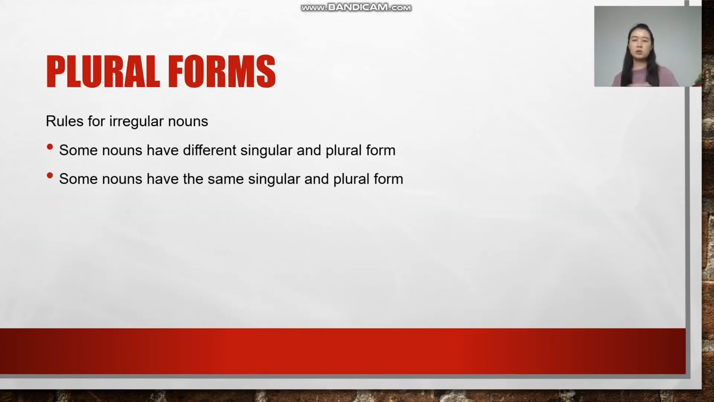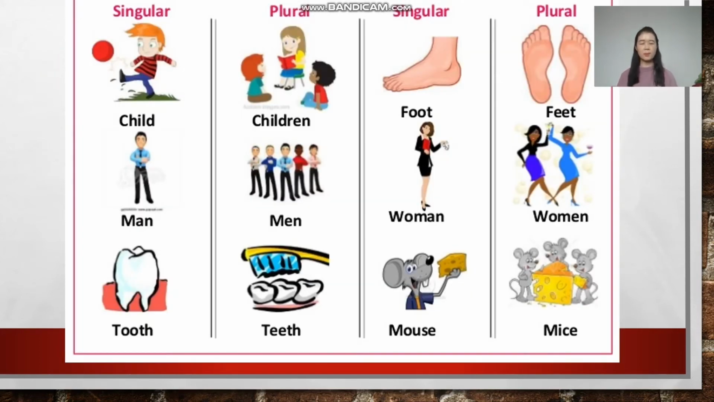Let's move on to irregular nouns. We have only 2 rules for irregular nouns. The first one, some nouns have different singular and plural forms, and some nouns have the same singular and plural form. Let's see. I have some examples.